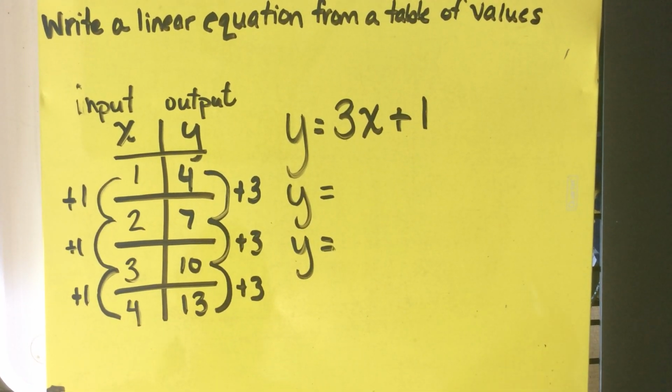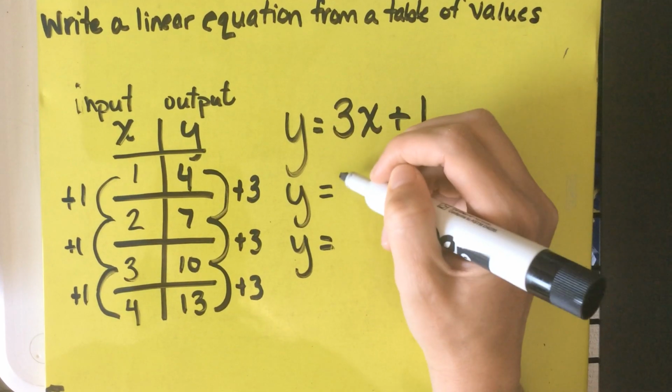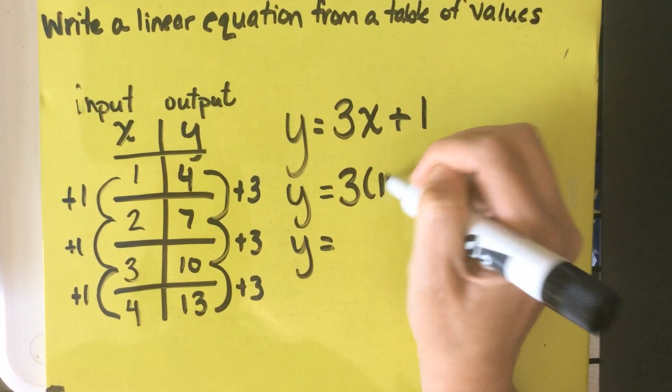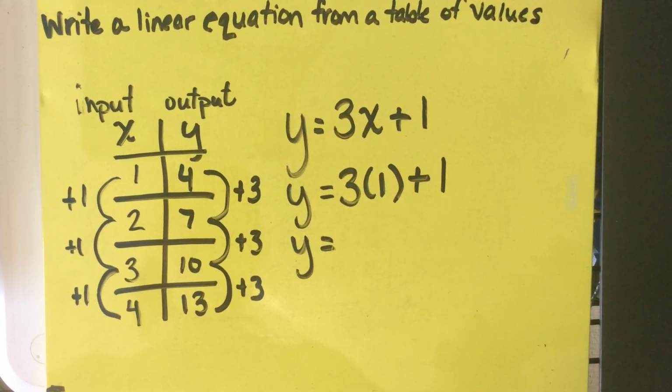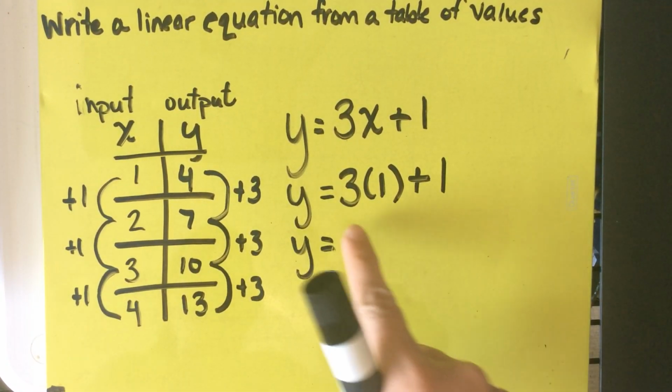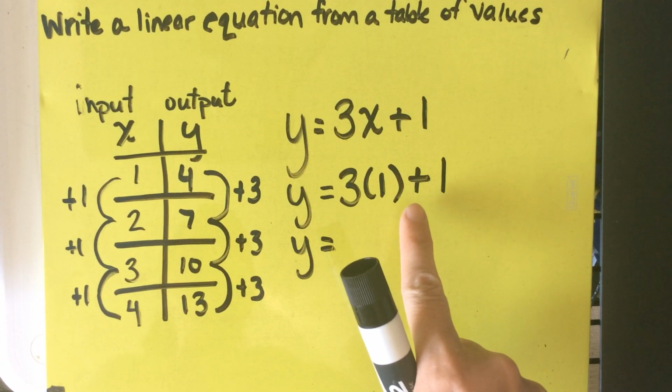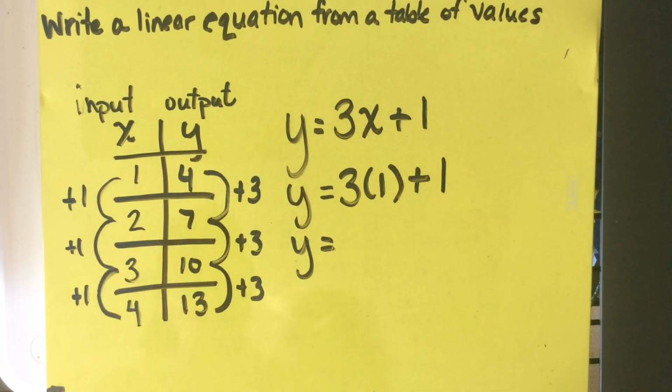So now I'm going to try again. I'm going to test it out again. I'm going to input a value of 1 in for x. With my new equation, I now have a plus 1. And I'm going to see if this equation equals out to y equals 4.